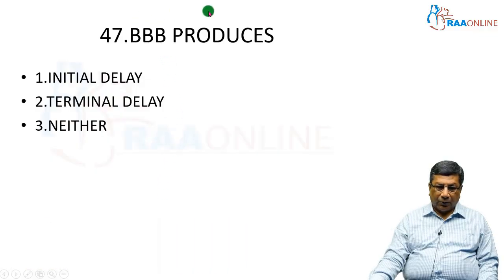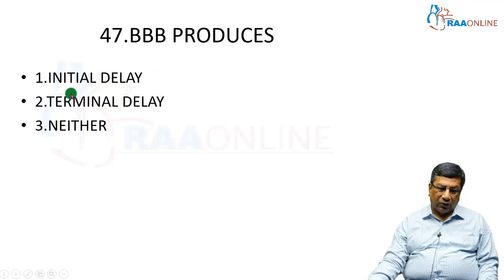So bundle branch block produces, I am asking you, initial delay, terminal delay, neither. So I told you in bundle branch block, the depolarization is delayed in the terminal portion of the QRS. So that's why it produces the terminal delay. And because the last vector is going through the muscle in bundle branch block, whereas the initial portion of the depolarization is going through the muscle in WPW. So bundle branch block produces terminal delay.